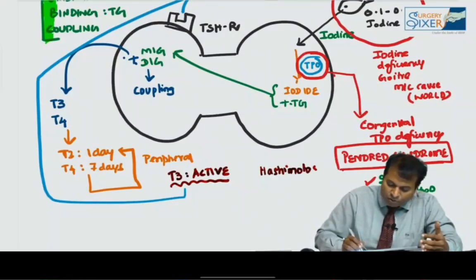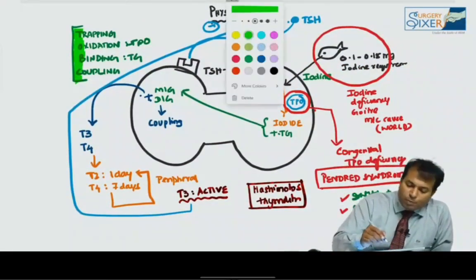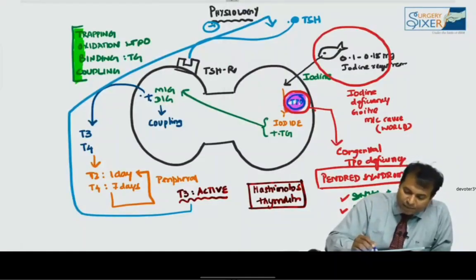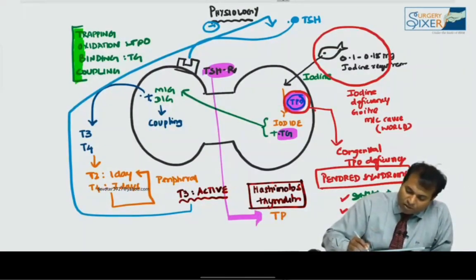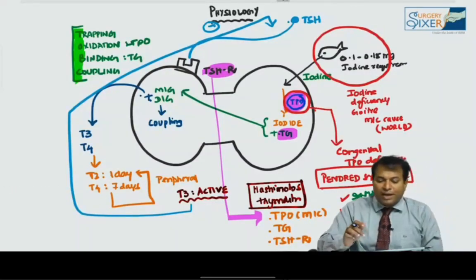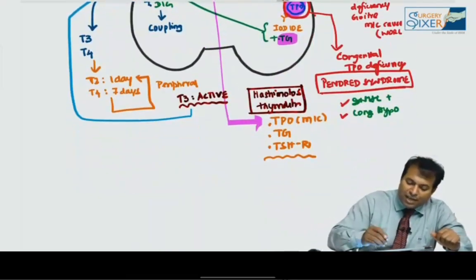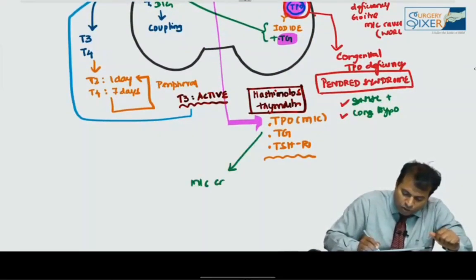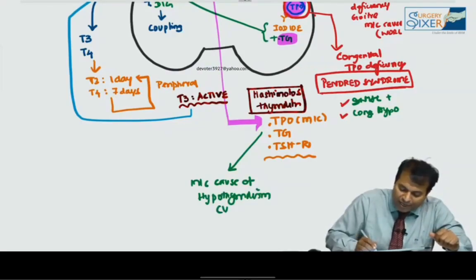What happens in Hashimoto's thyroiditis? Please understand the physiology. In Hashimoto's thyroiditis, antibodies are produced against thyroid peroxidase, most commonly thyroglobulin, and the TSH receptor. So this is known as Hashimoto's thyroiditis, and Hashimoto's thyroiditis is the most common cause of hypothyroidism in Western countries. Please remember, it is the most common cause of hypothyroidism in Western countries.